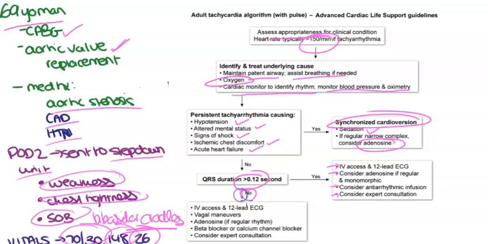If the answer is no to this, then what you can do is less invasive stuff. So you want to get a 12 lead EKG, vagal maneuvers, adenosine if it's a regular rhythm. You want to consider giving a beta blocker, a calcium channel blocker, and then consider calling cardiology as well.